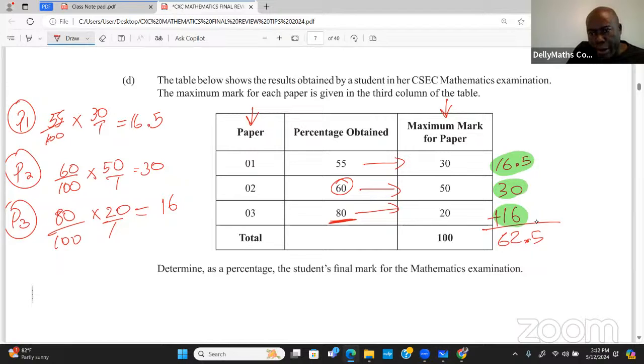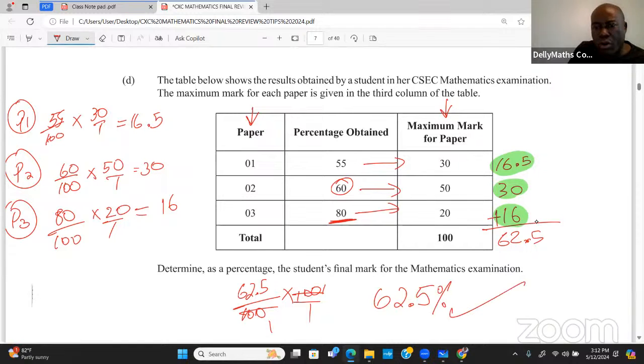So we are supposed to represent 62.5 out of the 100 marks and then change it to percentage. And as you could see, 100 cancels itself. That means the child got 62.5% overall, right?